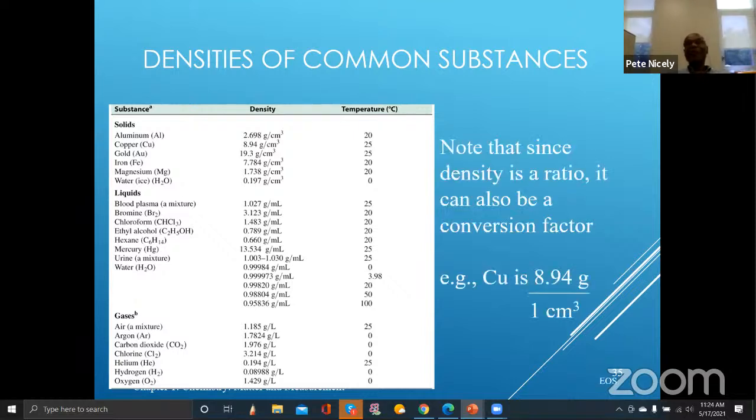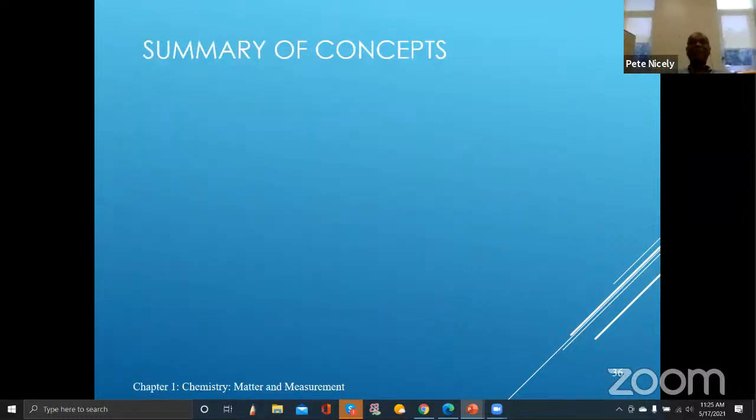Okay, now another thing I want to mention here with respect to density is that one can express the density as a ratio, all right? So for example, in the case of copper, where the density is 8.94 grams per cm cube, you can express the density as 8.94 grams over 1 cm cube, or the reverse. You can have 1 cm cube above and 8.94 grams below. And which one you use is dependent on the type of calculation that you're trying to carry out. Okay, so that basically represents the end of chapter 1.